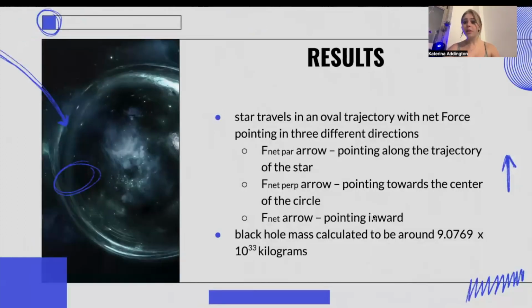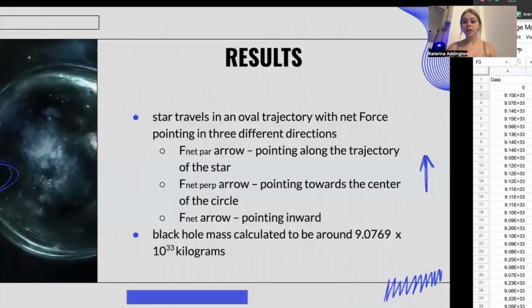And then from that, our results for the first part of the lab is that the star travels in an oval trajectory with net force pointing in 3 different directions. So the F net arrow will be pointing inward, our parallel arrow will be pointing along the trajectory of the star, and our perpendicular arrow is pointing towards the center of the circle. And the black hole mass is calculated to be around 9 times 10 to the 33rd power kilograms.